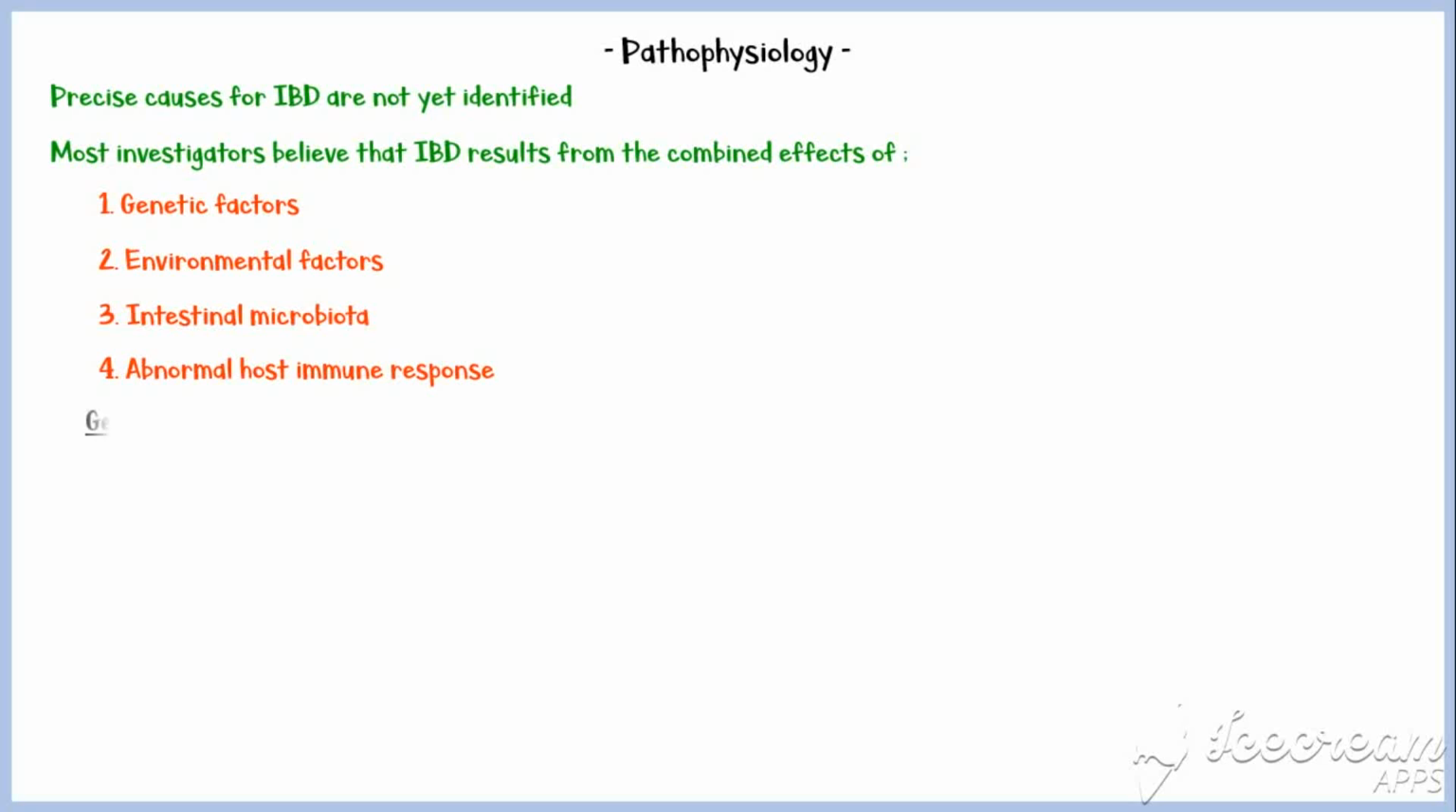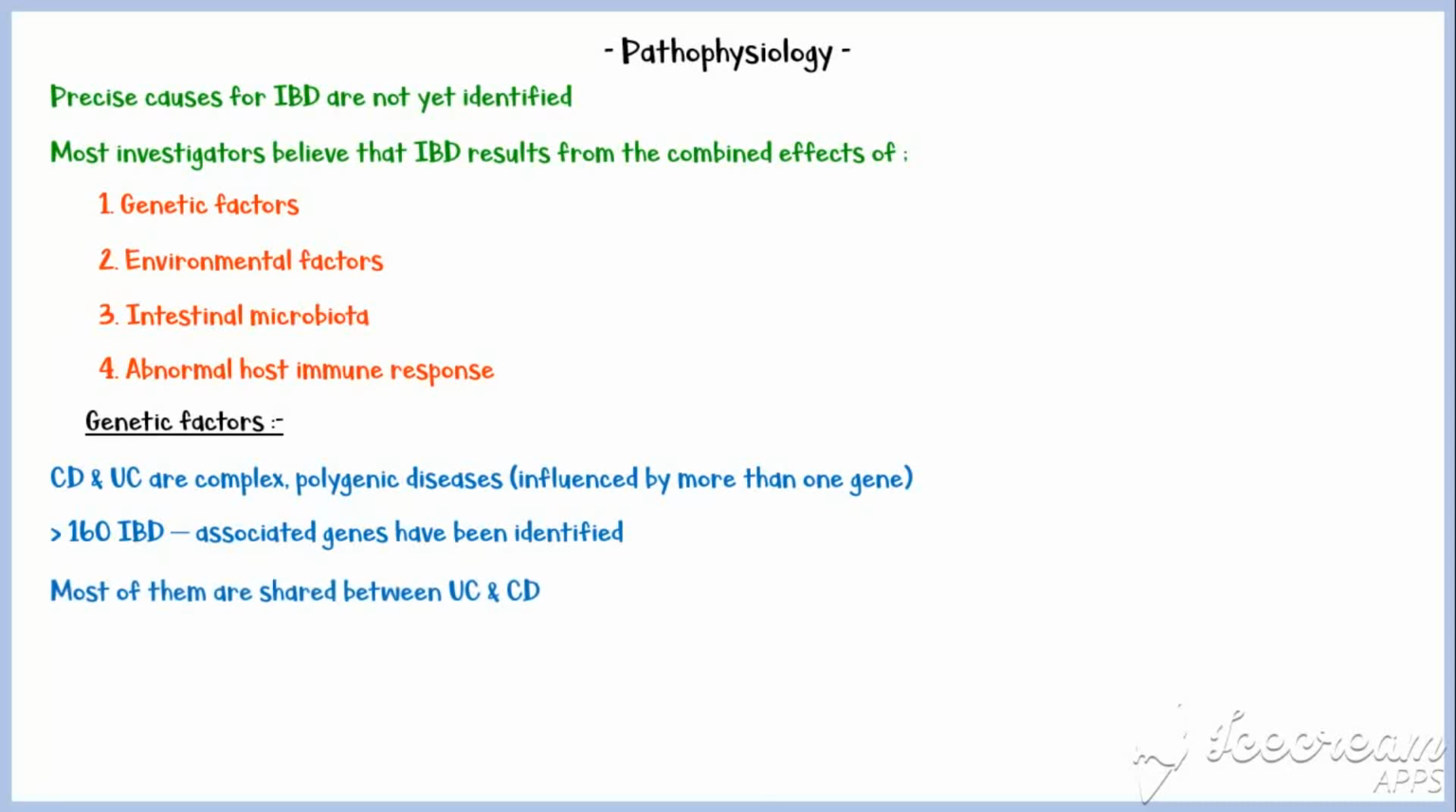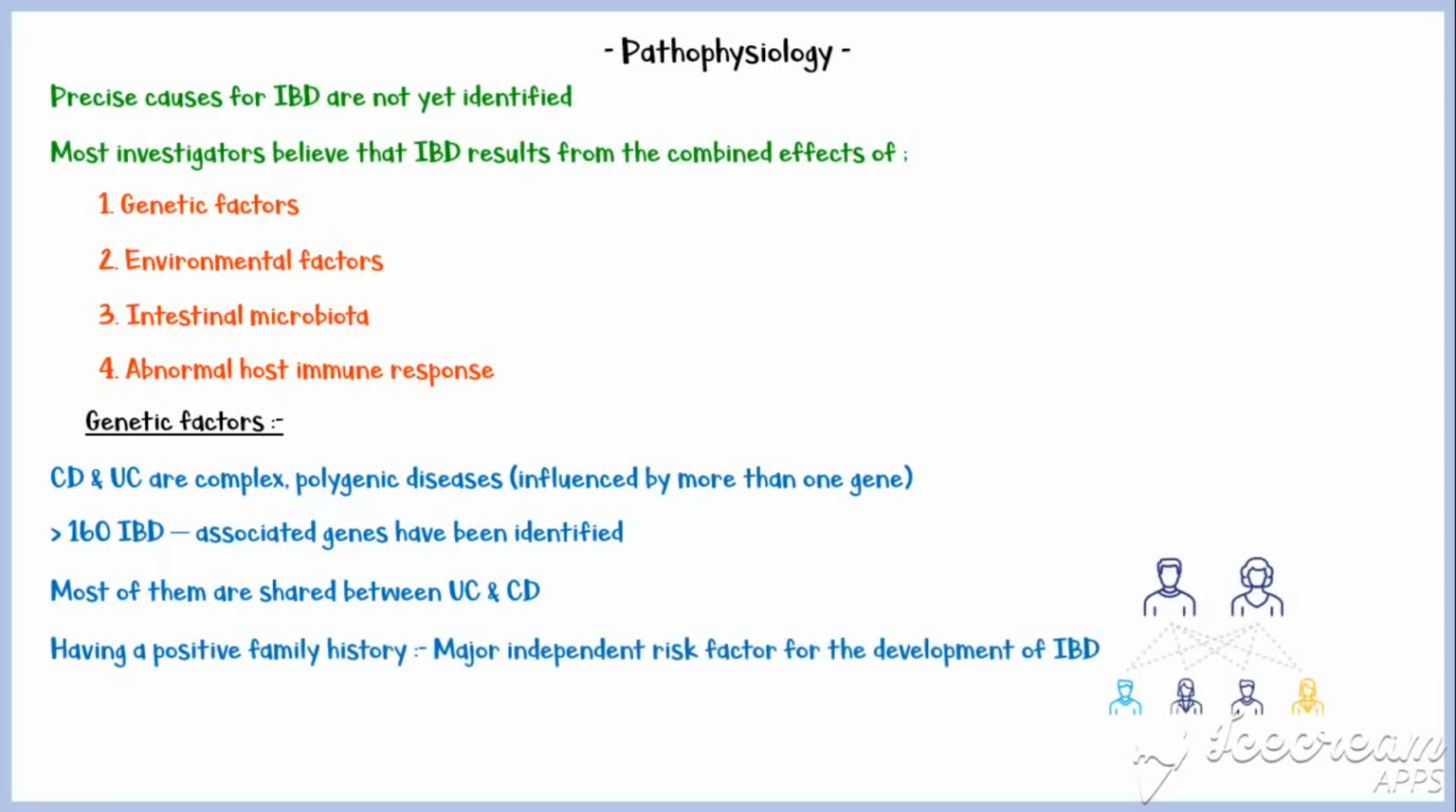If we consider the genetic factors, both Crohn's disease and ulcerative colitis are complex, polygenic diseases, meaning that they are influenced by more than one gene. More than 160 IBD-associated genes have been identified, and most of them are shared between ulcerative colitis and Crohn's disease. Having a positive family history is the major independent risk factor for the development of inflammatory bowel disease.